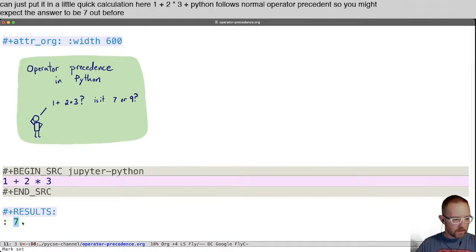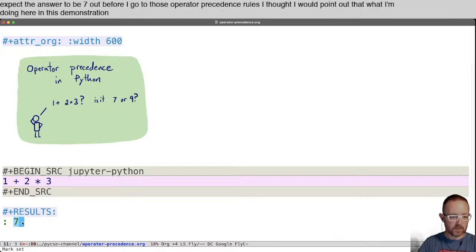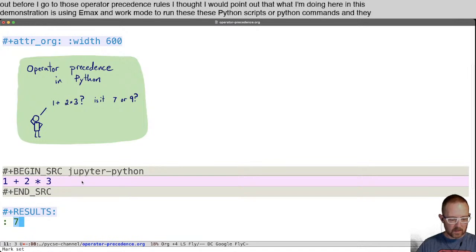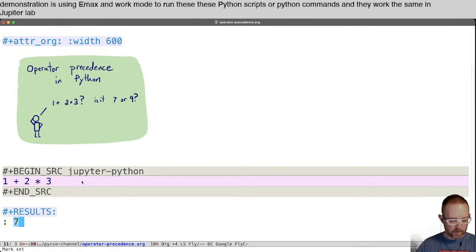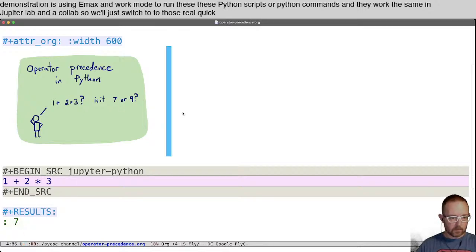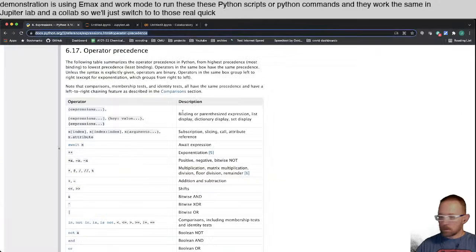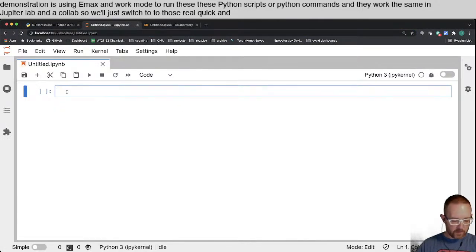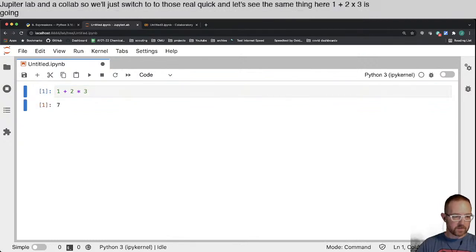Now, before I go to those operator precedence rules, I thought I would point out that what I'm doing here in this demonstration is using Emacs and org mode to run these Python scripts or Python commands. They work the same in JupyterLab and Colab, so we'll just switch to those real quick. Let's see the same thing here, 1 plus 2 times 3, is going to give us 7. So this is in JupyterLab or Jupyter Notebook.